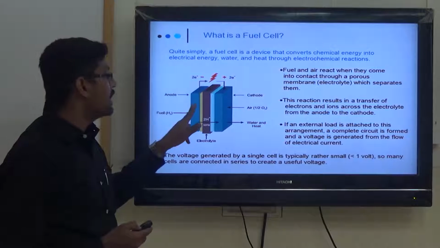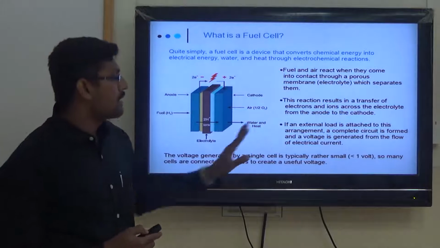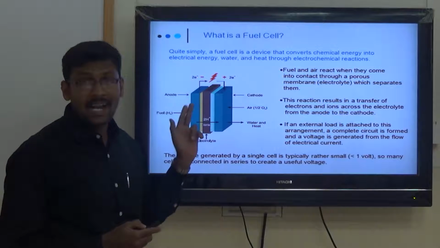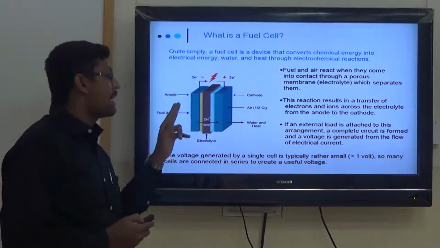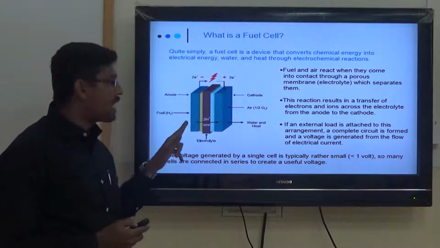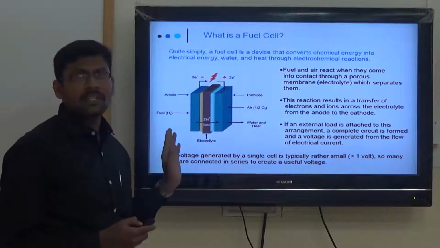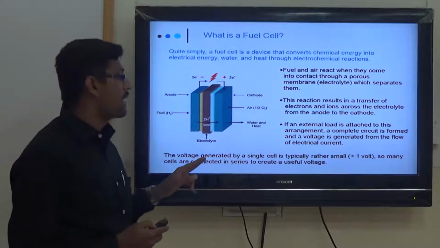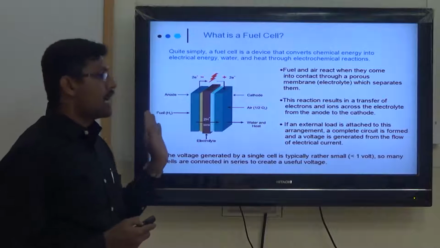These electrons will be conducted through an electrode, which is connected to a load. This reaction results in a transfer of electrons and ions across the electrolyte. The electrons will be transferred through this load, and the ions will be transferred through this electrolyte membrane. So this is why it is called a proton exchange membrane. If an external load is attached to this arrangement, a complete circuit is formed.